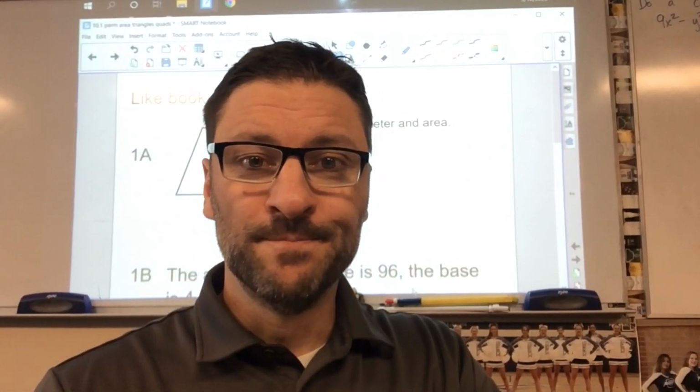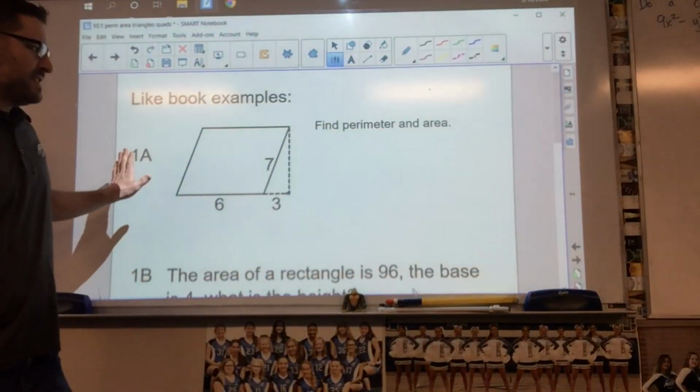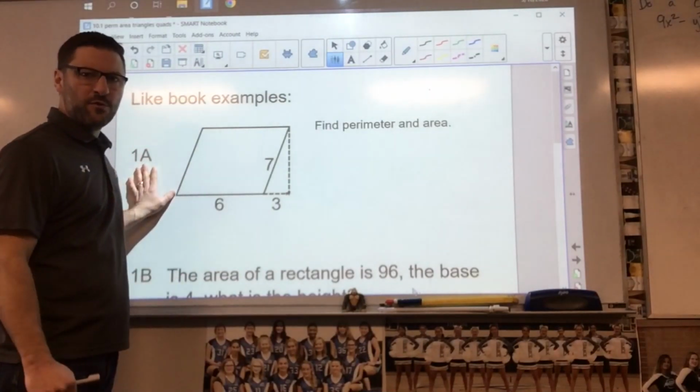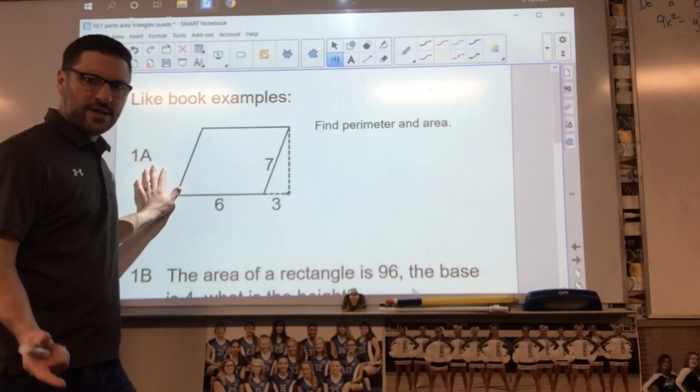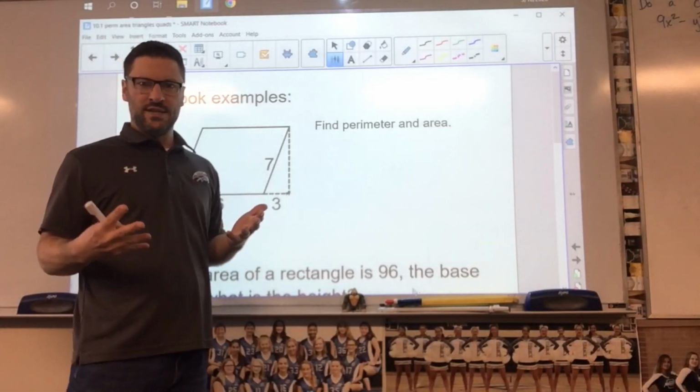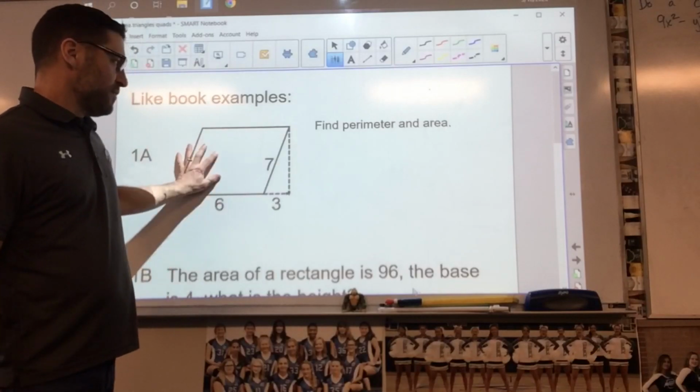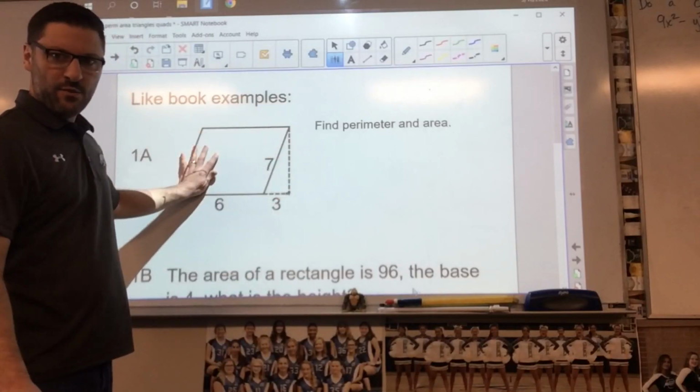Okay, here's part 2, example problems. First example problem says find the perimeter and area. And I'm going to use those formulas from before. Hopefully you have them written down from what we did in the last video, in the last section. I'm going to use those formulas. I'm going to find perimeter and area, whatever it is.